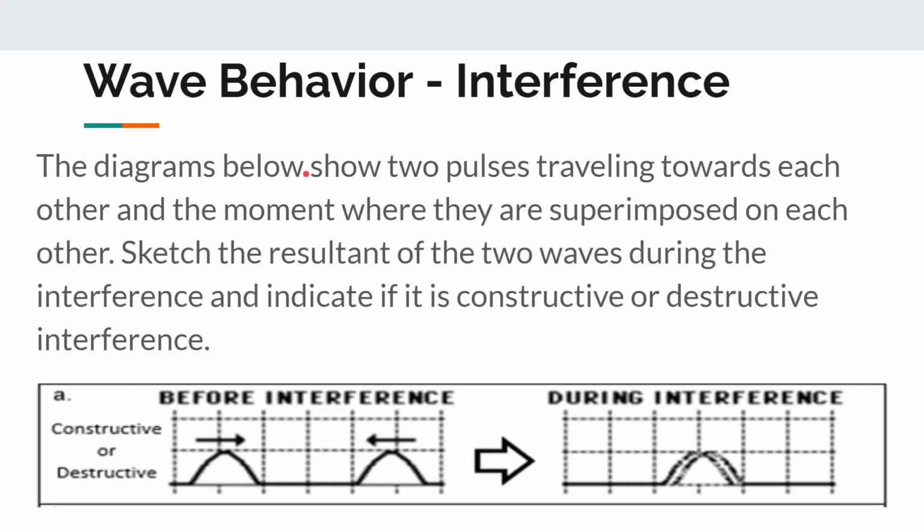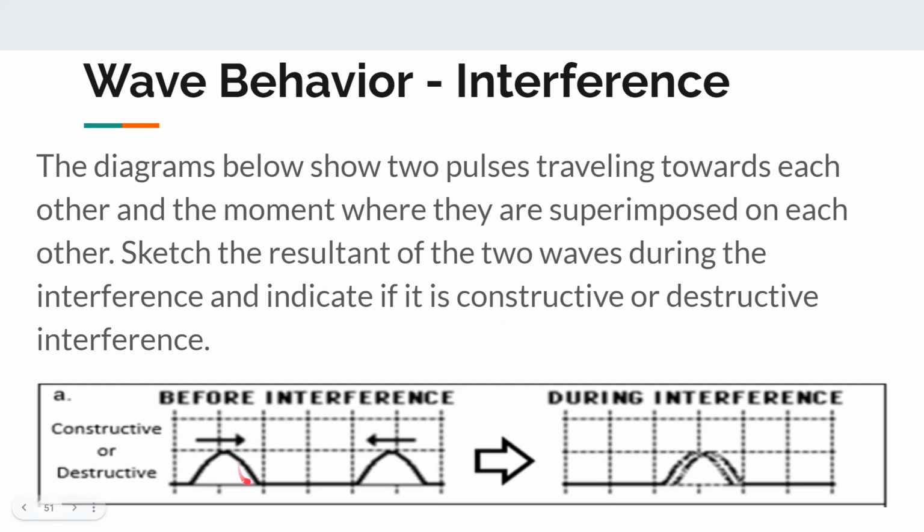Okay, so how might you see this show up in a question? Obviously, hopefully you understand what we're talking about at this point, but how does it look in a question? It says the diagrams below show two pulses traveling toward each other and the moment where they are superimposed on each other. Superimposed means that they're overlapping. If you see that word, it just means one of them is on top of the other one. It says sketch the resultant of the two waves during the interference and indicate if it is constructive or destructive.